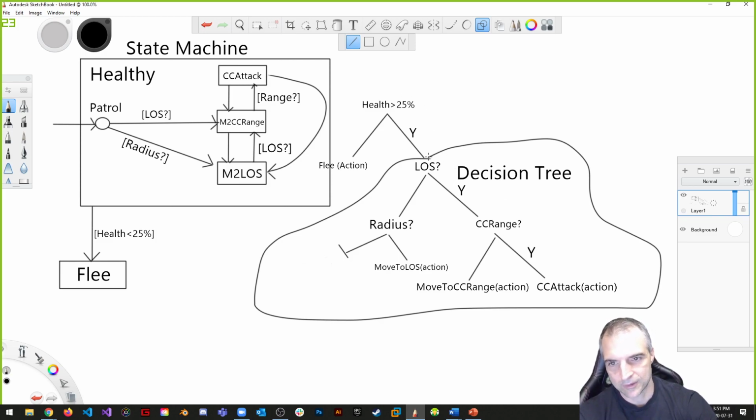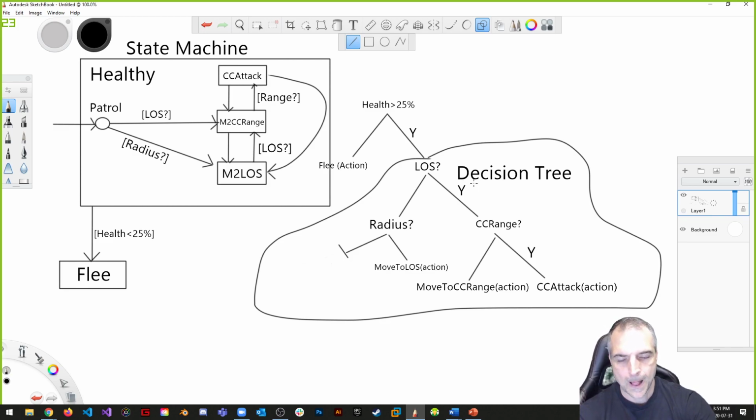But again, I would probably separate it between healthy and not healthy, which is the state machine piece. Healthy state, unhealthy state. Again, there are other ways to do it. So this is this part. From a behavior tree perspective, that's a different thing.